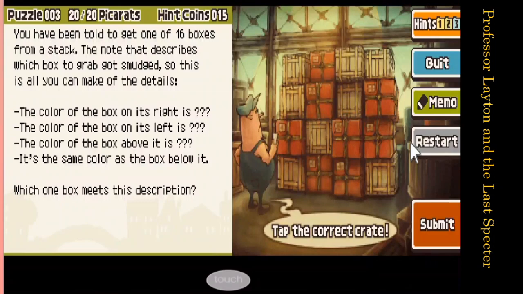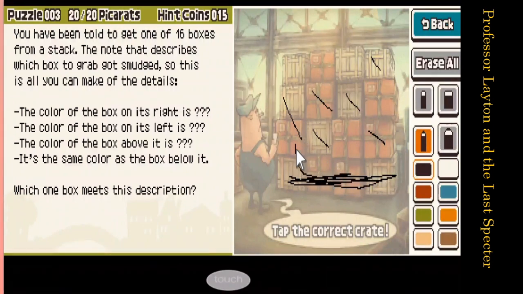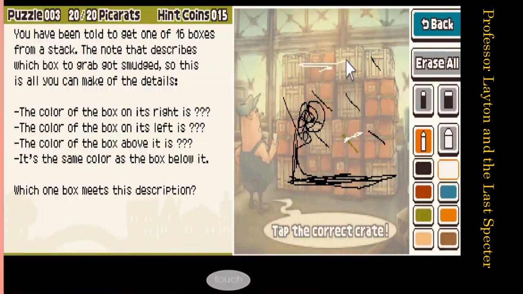Well, it can't be... Okay. Well, it can't be any of the ones below it, at the bottom. It can't be this one. It cannot be this one. It can't be either of these. It can't be this one. It can't be this one. And it can't be this one. That only leaves this one. Actually, that only leaves this one, these three, and this one.